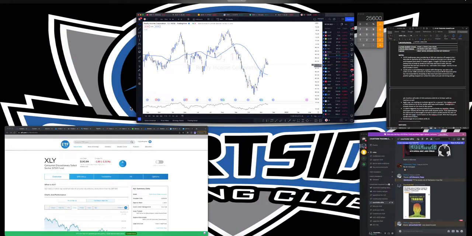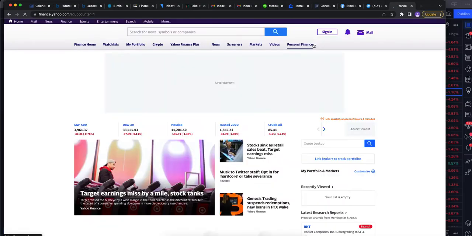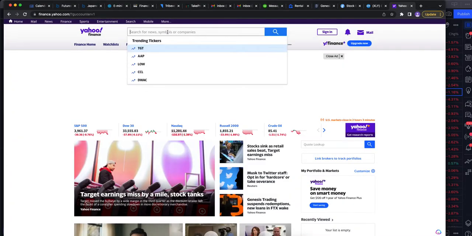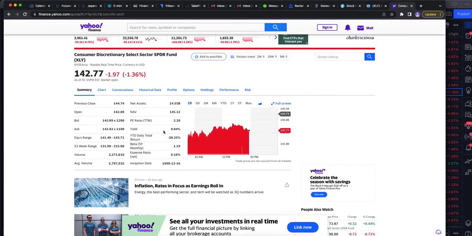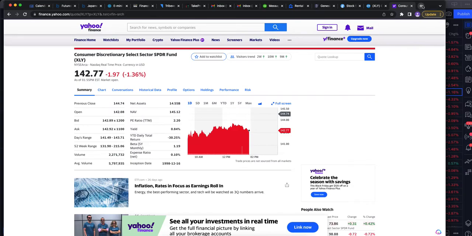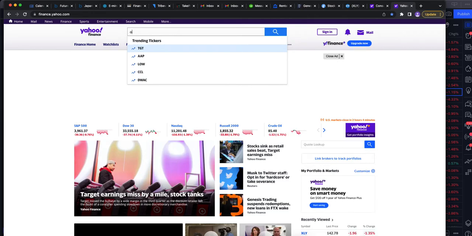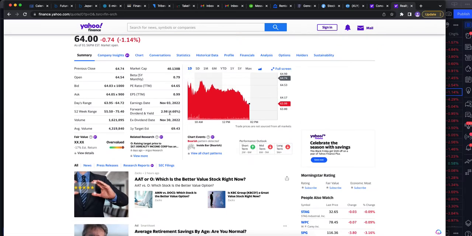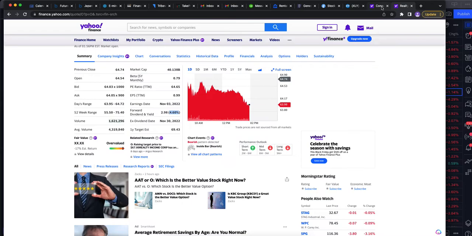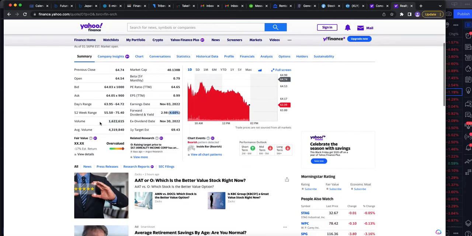So let's go to Yahoo Finance so you can see the actual yield. So what were we looking at? XLY dividend yield is 0.84%. All right. Compared to Realty Income, dividend yield is 4.60%. Huge difference. 0.84% versus 4%. Huge difference. You feel what I'm saying?